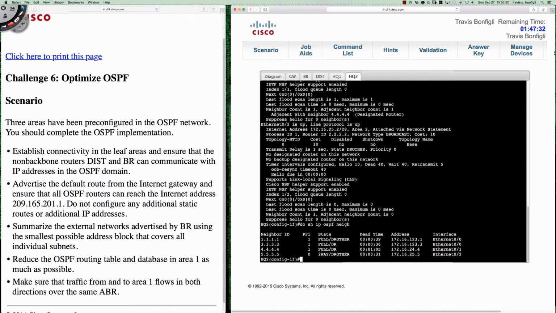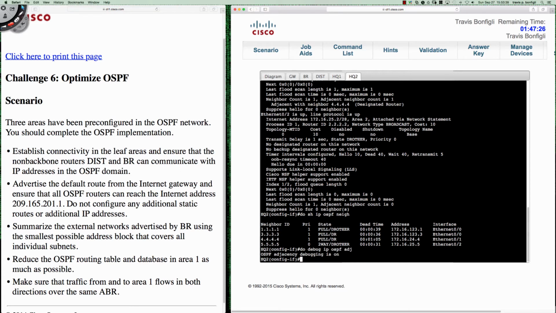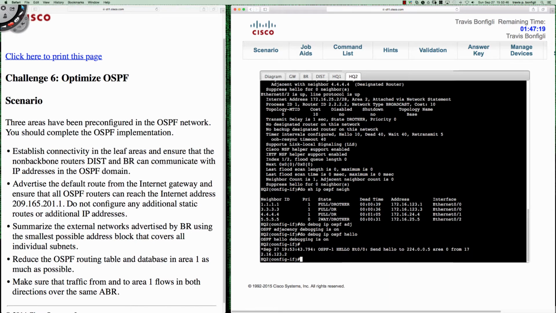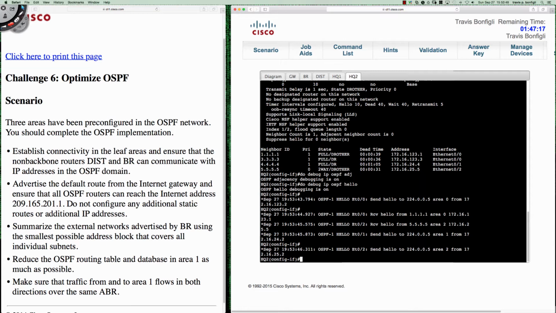So let's see if we see anything. Do debug IP OSPF adjacency, and IP OSPF hellos. Let's see what we see here on HQ2, if it gives us any information or if it's just going to tell us.